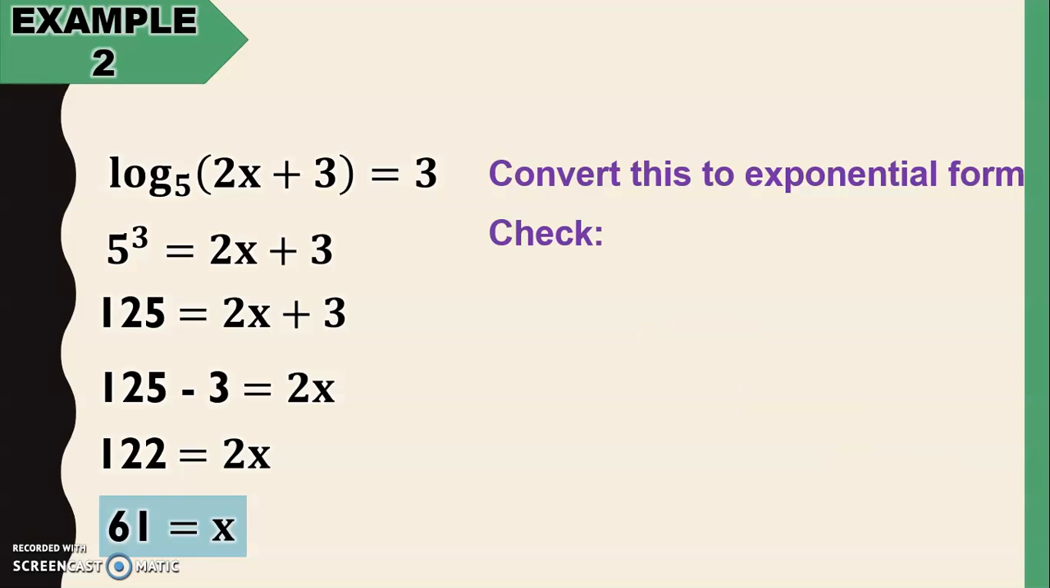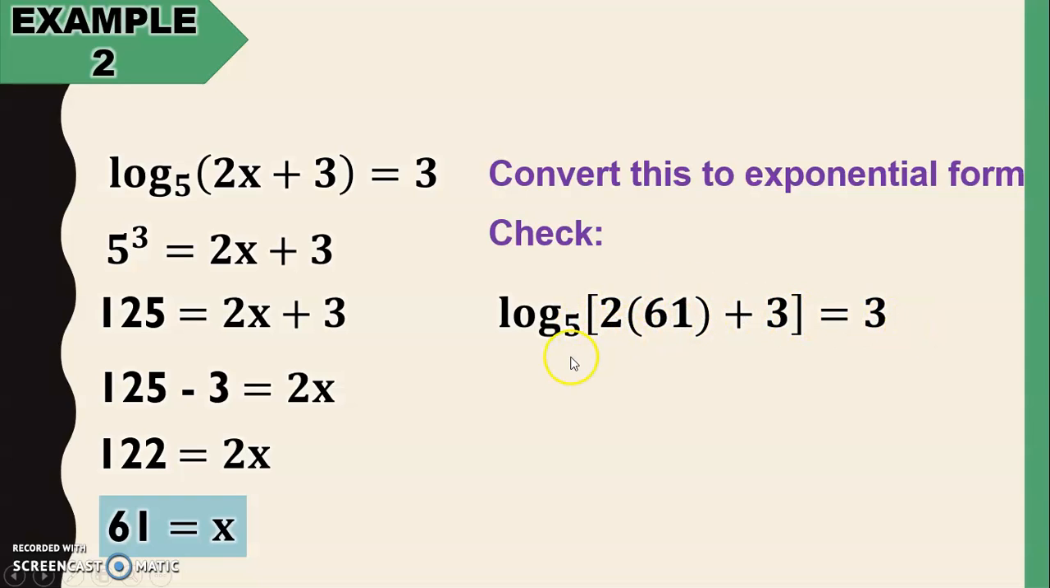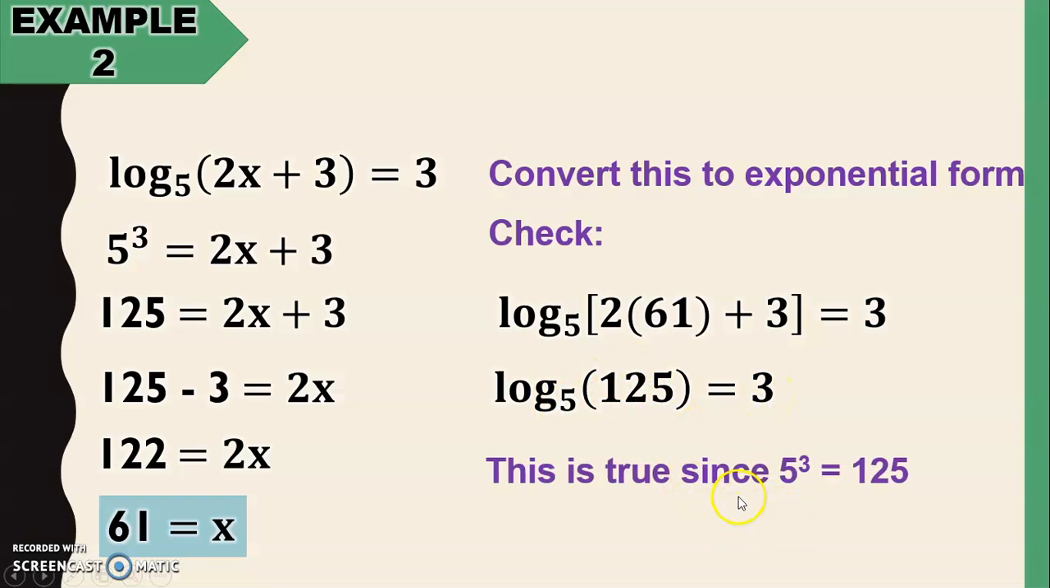Then check our answer. Just substitute 61 to x. Log of 2 times the value of x, which is 61, plus 3 to the base 5 equals 3. 2 times 61 plus 3 is 125. So log of 125 to the base 5 equals 3. So this is true since 5 raised to 3 equals 125.